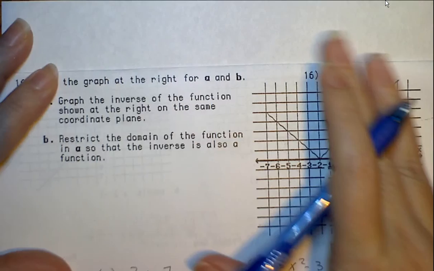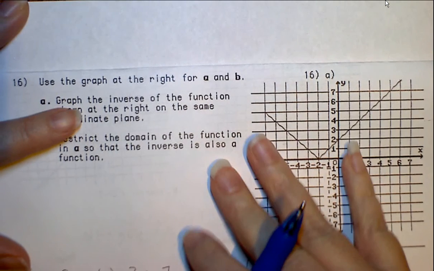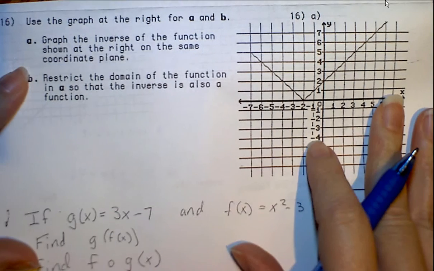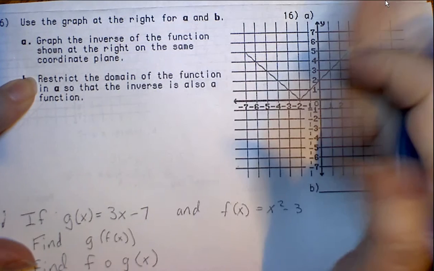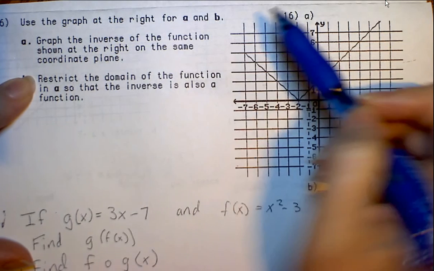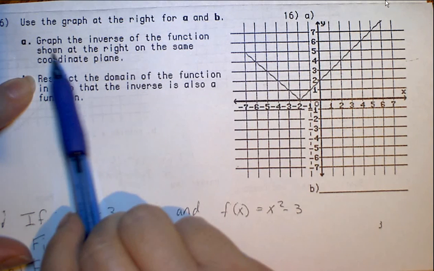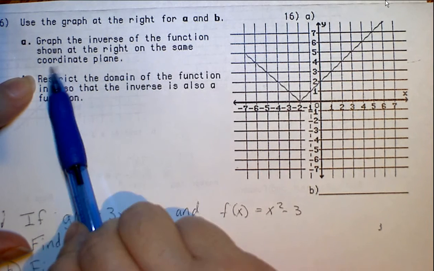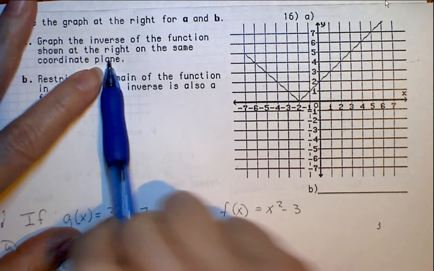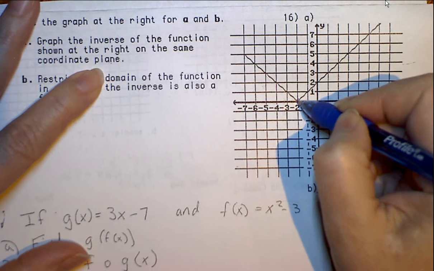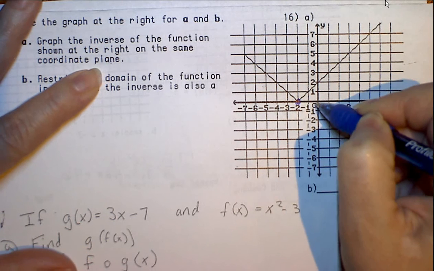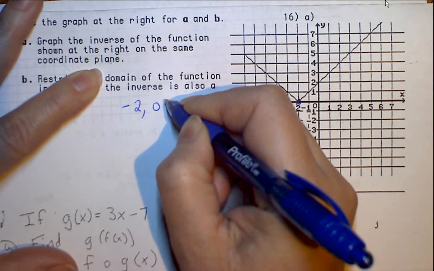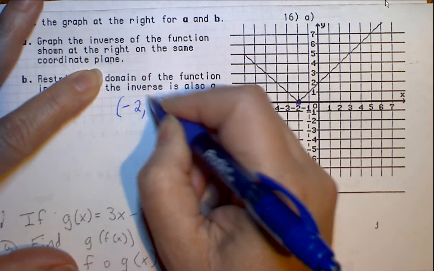Alright, 16. Use the graph at the right for A and B. It says graph the inverse of the function shown at the right on the same coordinate plane. Alright, so let's graph that first. So this is the first, let's pick some points. So this point right there is -2, 0. This is my f, right? This is my f of x.